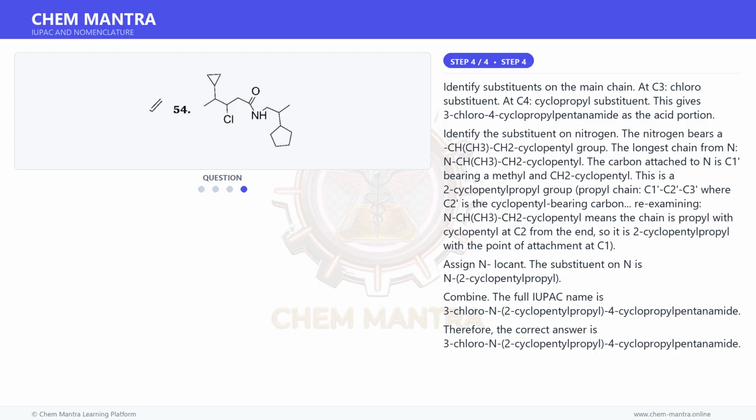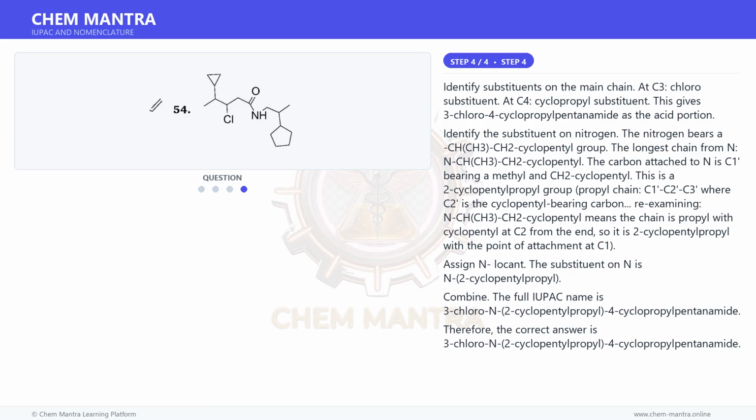And for the final step, identify substituents on the main chain. At C3, chloro substituent. At C4, cyclopropyl substituent. This gives 3-chloro-4-cyclopropyl pentanamide as the acid portion.